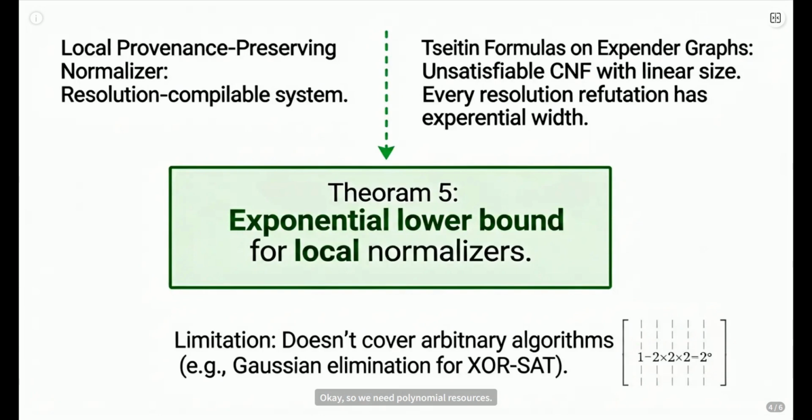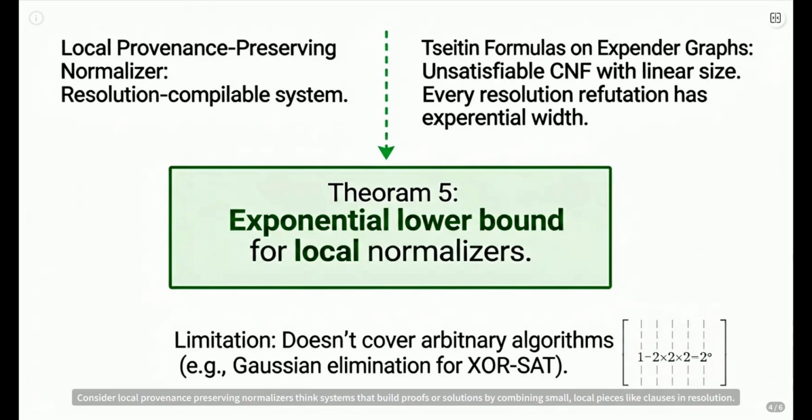Okay, so we need polynomial resources. Can we prove lower bounds? Yes, but only for specific types of algorithms. Consider local provenance-preserving normalizers, systems that build proofs or solutions by combining small local pieces, like clauses in resolution. For tricky Tseitin formulas built on expander graphs, known results show that any resolution proof needs to get exponentially wide. This translates directly into an exponential lower bound for these kinds of local semantic normalizers. It's a solid result showing genuine incompressibility in this restricted setting.